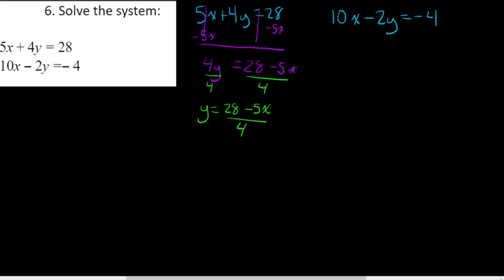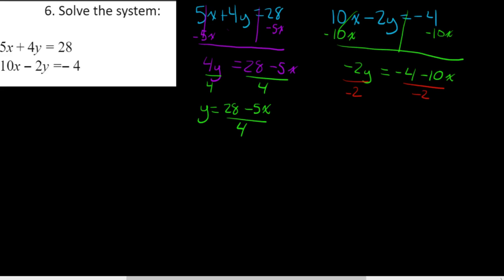On the left side, I'll do sort of the same thing. I'll subtract 10x from both sides. On the left side, they'll cancel, and I'll bring down my negative 2y. And I can't subtract 10x from 4, so I'll leave it as negative 4 minus 10x. Now we'll go ahead and divide both sides by negative 2. On the left, they'll cancel, and I get y is equal to (negative 4 minus 10x) divided by negative 2.